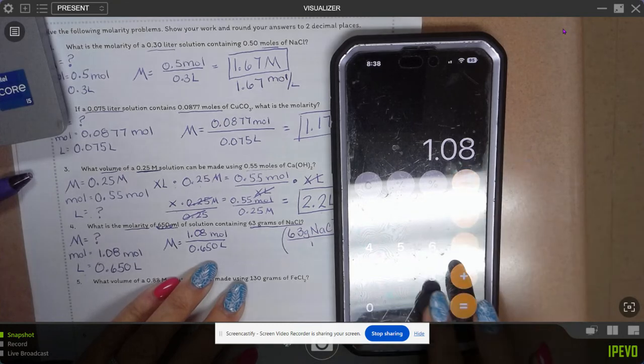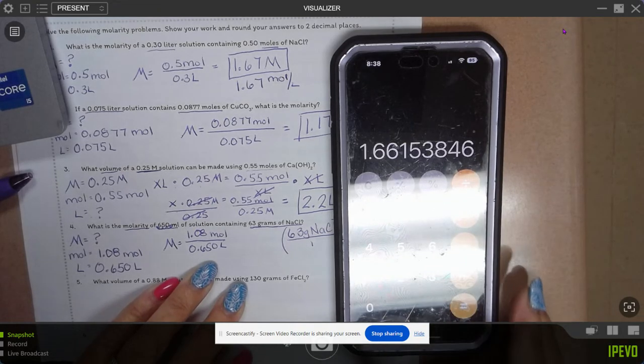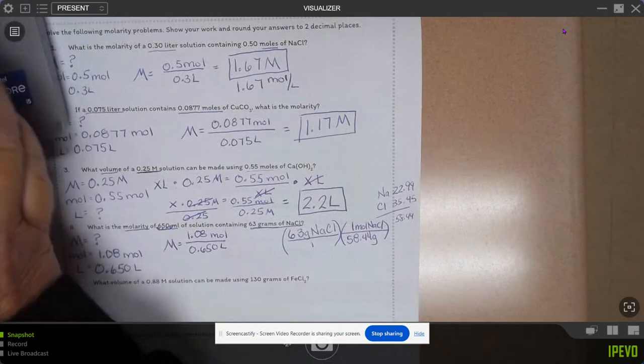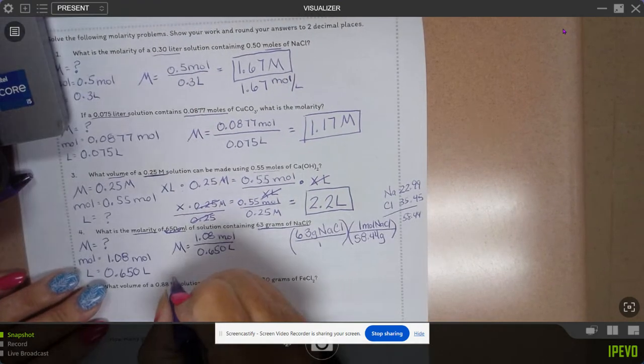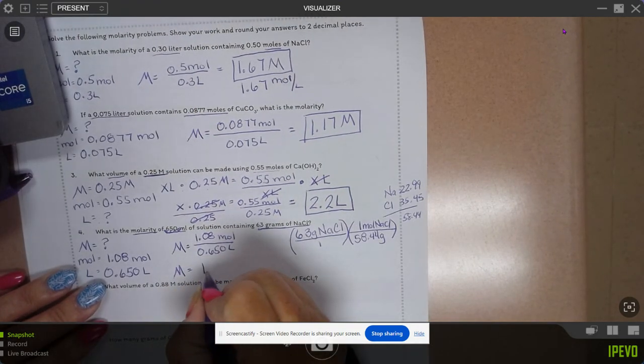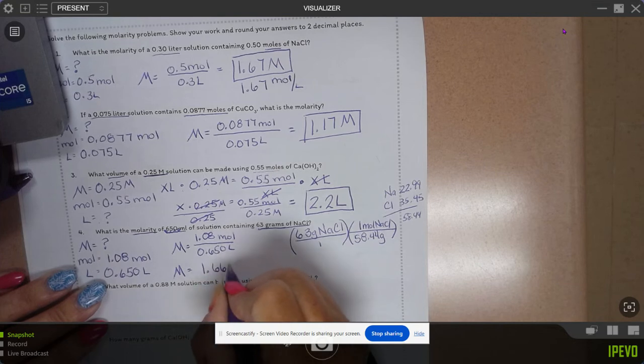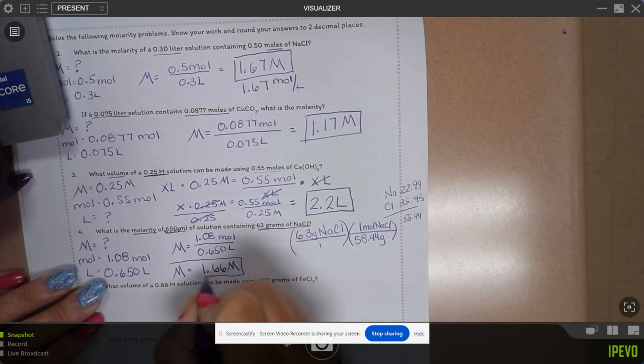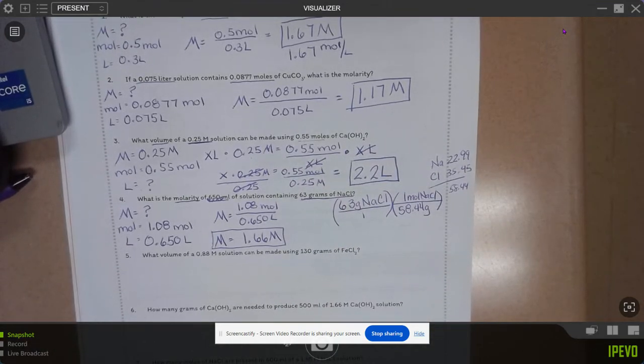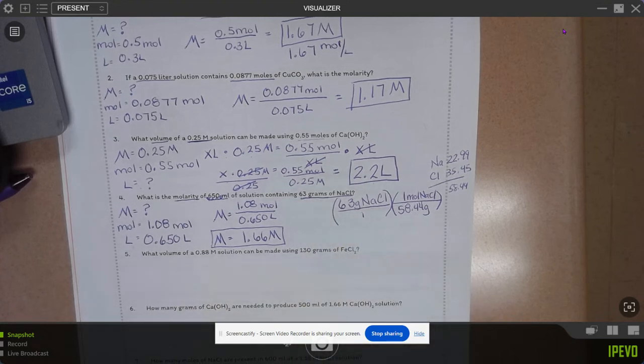1.08 divided by 0.65 is 1.661. So my molarity is 1.66 big M molar. All right. So these problems aren't terribly hard. It's just a matter of reading and figuring out what you need to plug in for each of the variables.